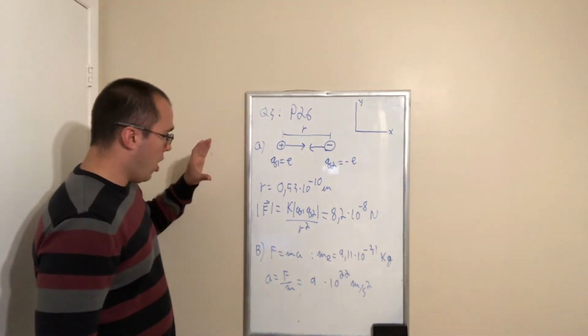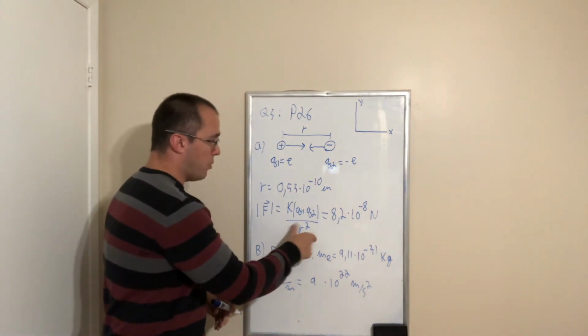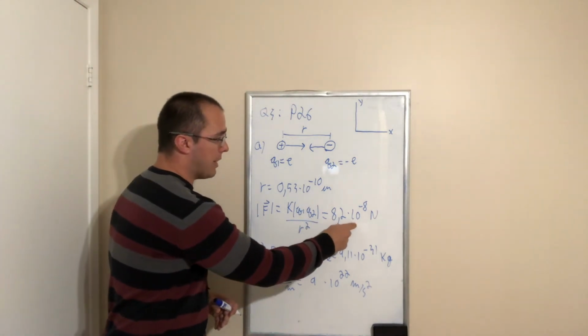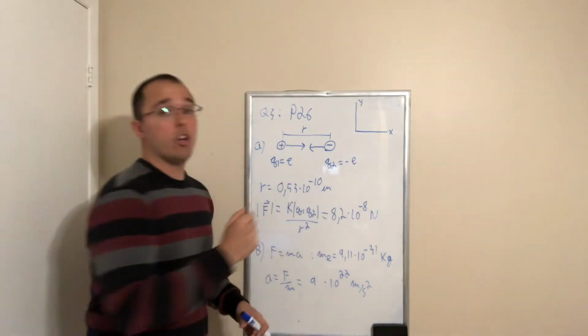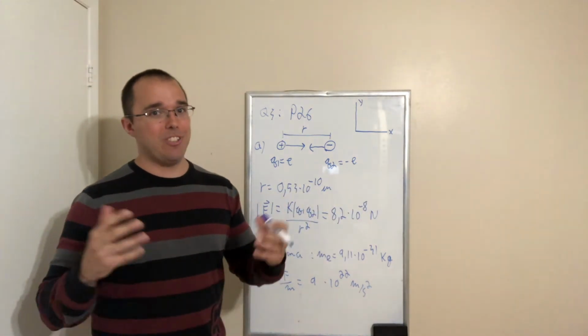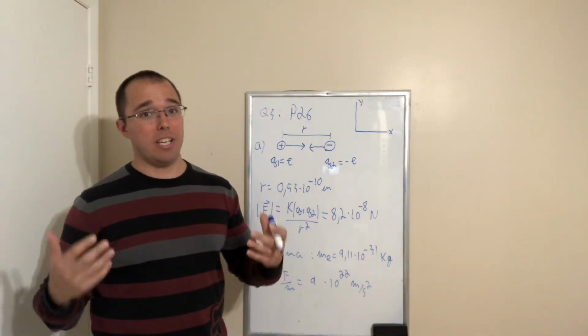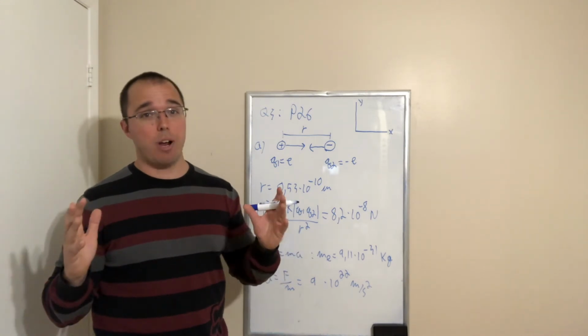All right, so we input all the values, we get 8.2 multiplied by 10 to the power minus 8 newtons. All right, so the unit did not change here. The force is still in newtons, no surprise here.